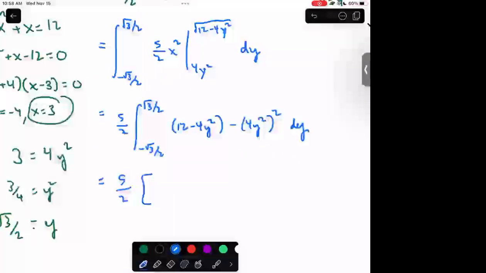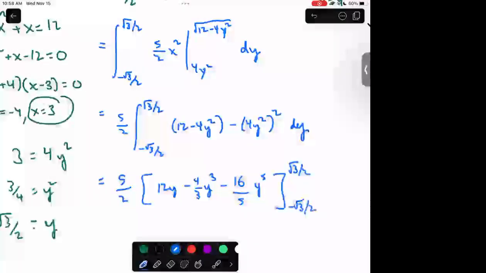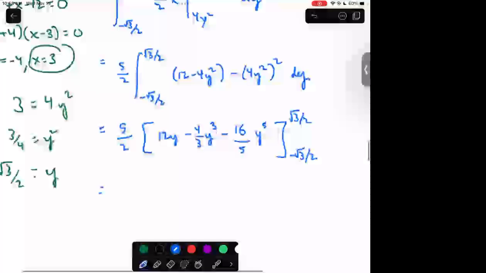Now we need to integrate one more time. Let's see, 4 squared is going to be 16. And y squared squared is going to be y to the 4th. So when I integrate that, that's going to become y to the 5th. So I need to divide by 5. So my final answer would look like this.